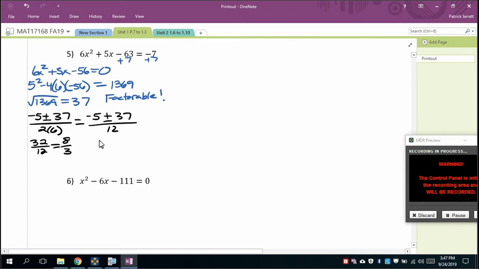Negative 5 minus 37 over 12 gives you negative 42 over 12. If I divide by 6, that'll equal negative 7 over 6. Of course, you have negative 5 twelfths plus or minus 37 twelfths. It yields the same exact solution either way.